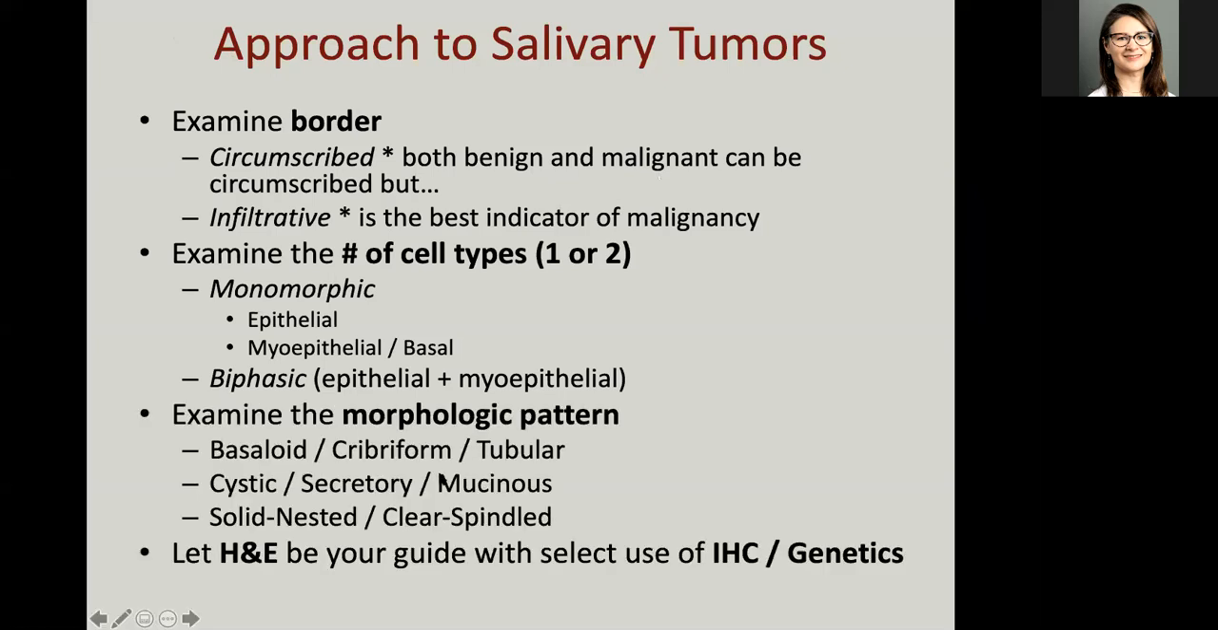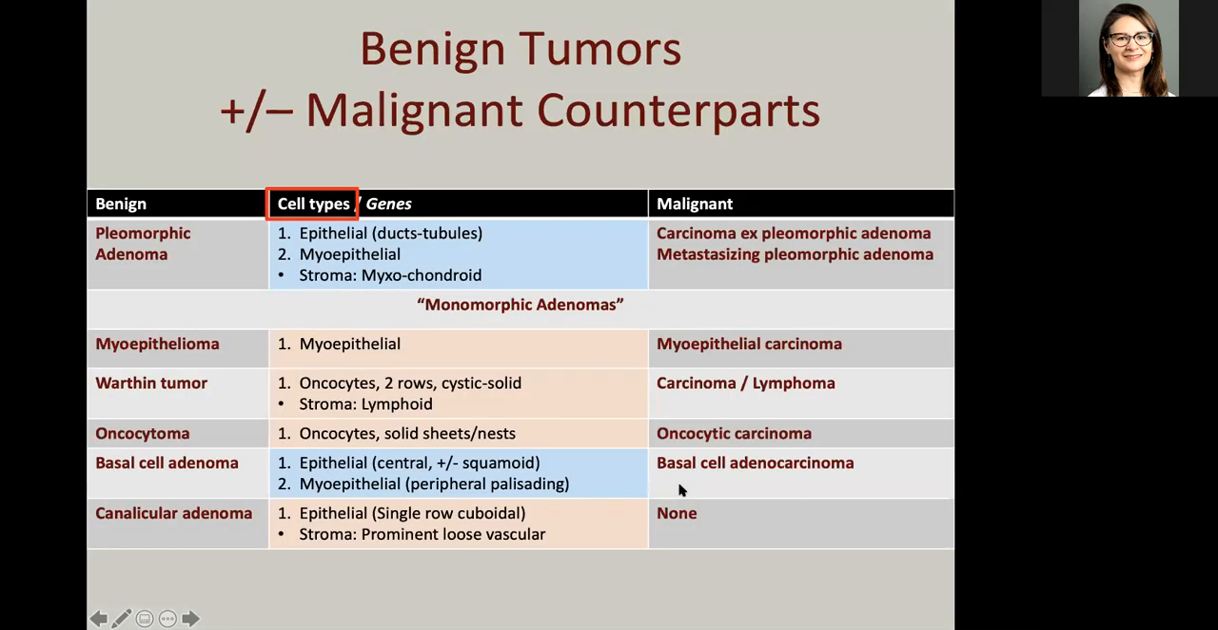We then examine the morphologic pattern, which can be sort of subtyped into basaloid, cribriform, tubular, cystic, secretory, mucinous, solid, nested, clear, spindled, right? So all of these pattern-based approaches to diagnosis will be our guide, and we selectively use immunohistochemistry or genetics to come up with a final diagnosis.